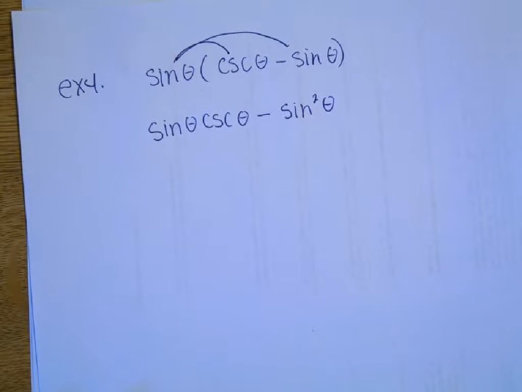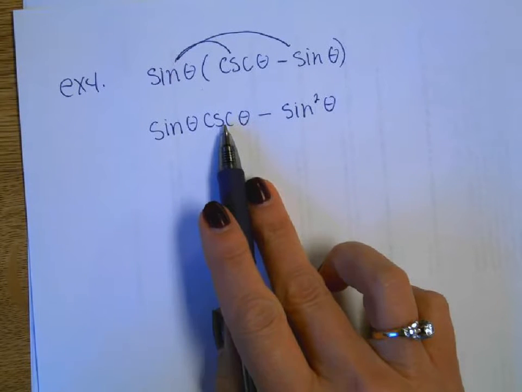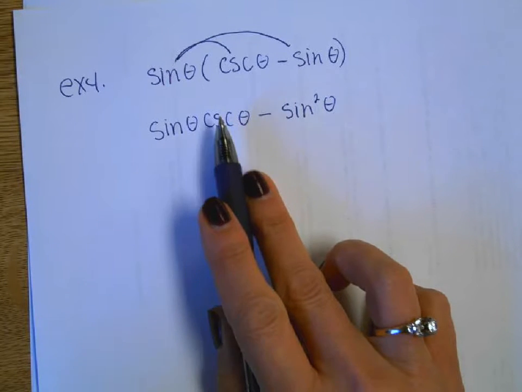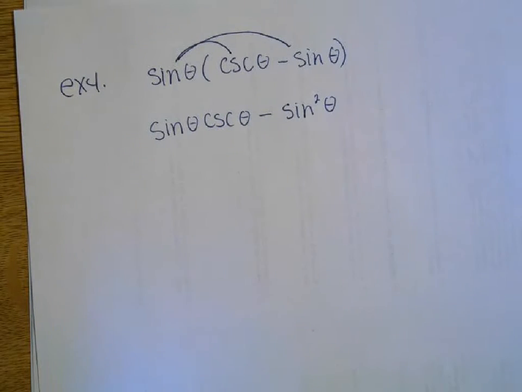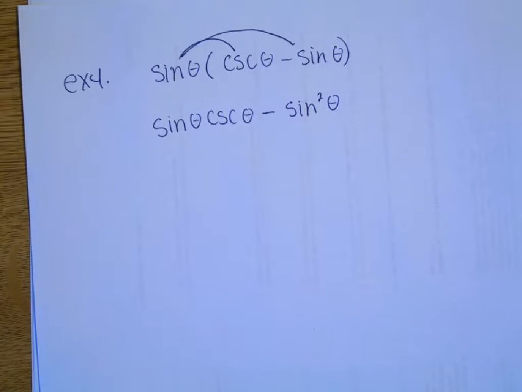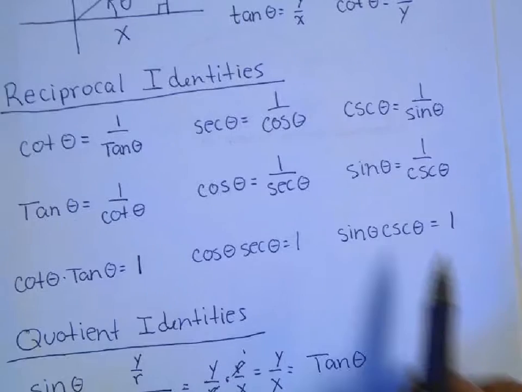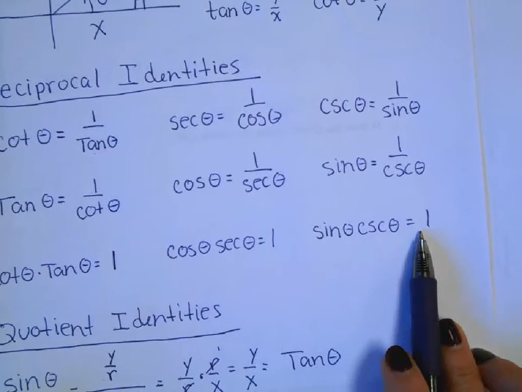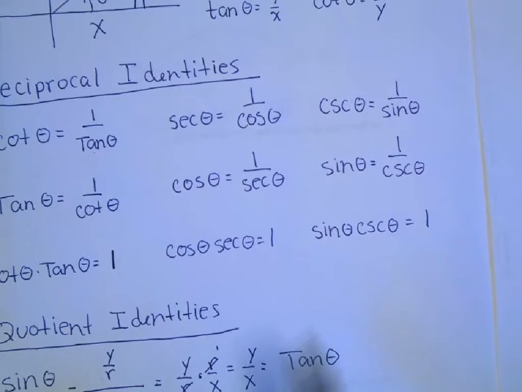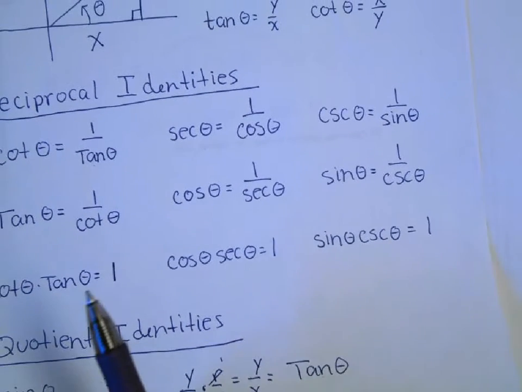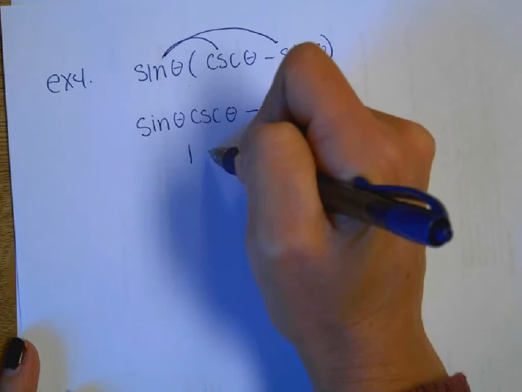And then minus sine squared. Now at this point, you could say, like Kenley noticed, and somebody else said right off the bat, we could switch this to 1 over sine. Or you could look on your identities and know that sine times cosecant equals 1. If you need to switch it to 1 over sine to get there, that's fine too. But sine times cosecant, because they're reciprocals of each other, equals 1. Then I've got a minus sine squared.